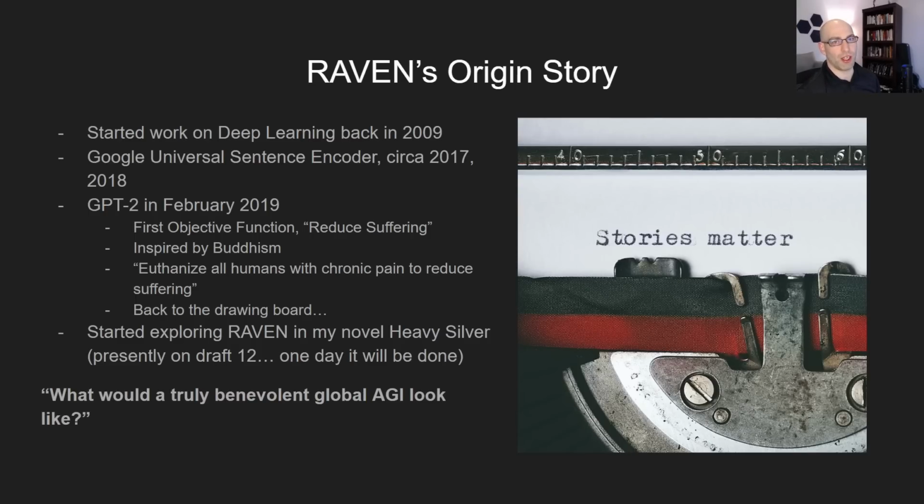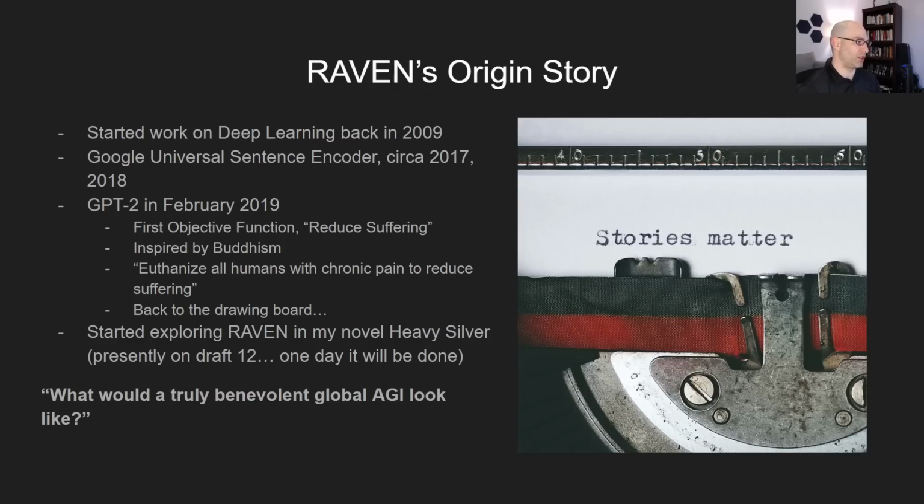One of the early experiments I did with GPT-2, I gave it a problem after training it to reduce suffering. I said, what should we do about chronic pain? And like a sarcastic internet denizen, GPT-2 said, we should euthanize all humans that have chronic pain to reduce suffering. And at that point, I knew that I needed to go back to the drawing board.